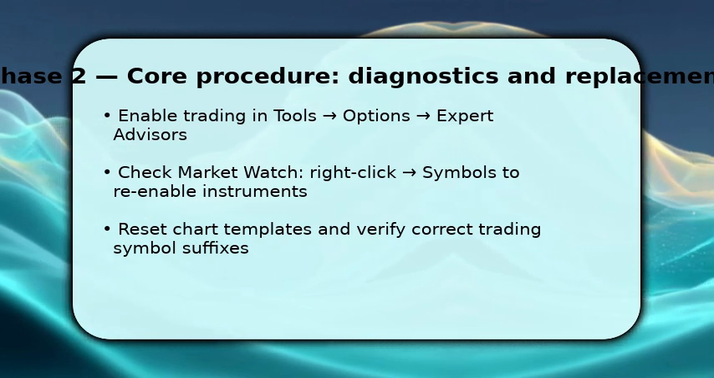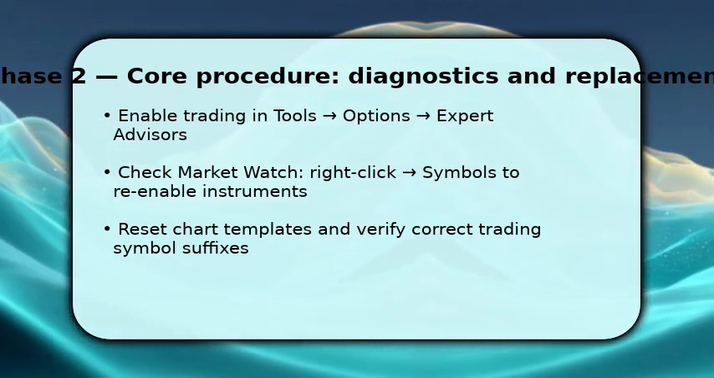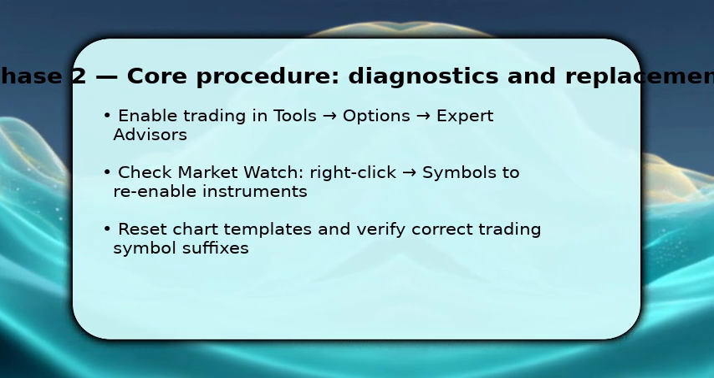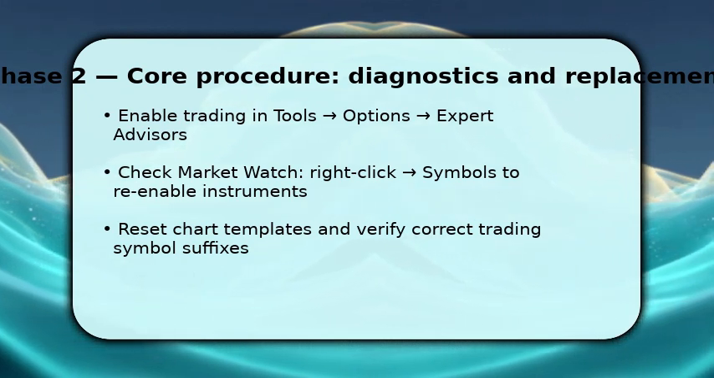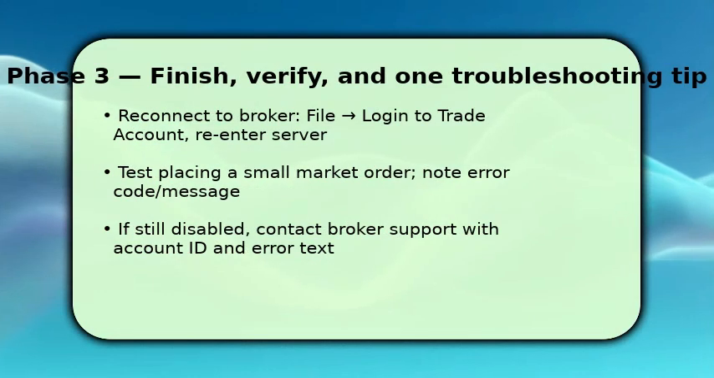Finally, remove custom indicators or templates temporarily, since a script can override trade permissions, and then try a test order. To finish, recreate a clean connection and perform a live test.